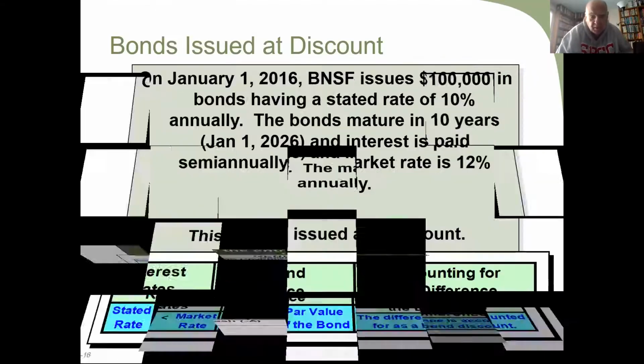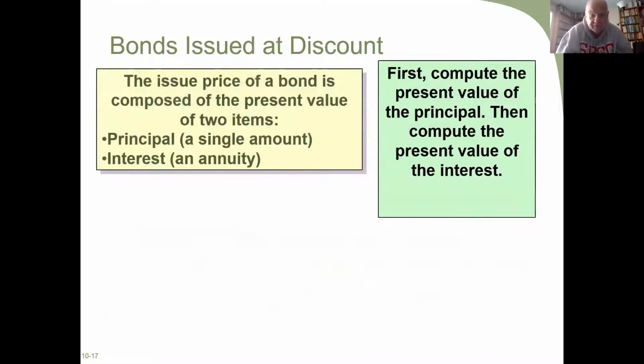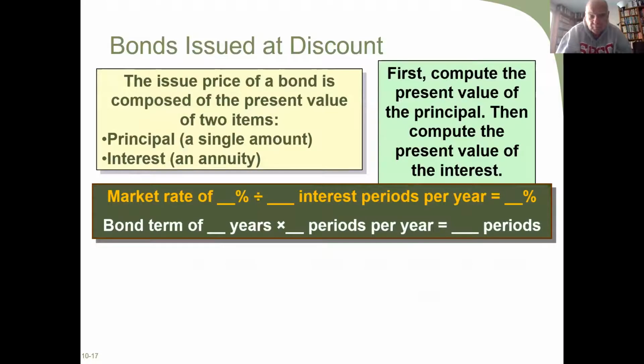Now we're going to issue a bond at a discount. We're paying 10%. The market rate is 12. No one is going to buy our bond for $100,000. They'd be stupid. You would go to a similar company and get the 12%. So we must come up with the present value of this bond. And the bond has two elements. It has a principal and an annuity, which must then be added together.